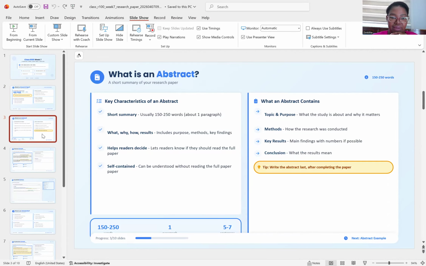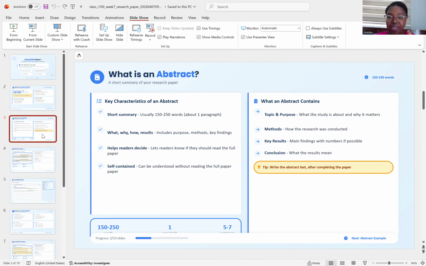So the key characteristics of an abstract is that it's a very short summary. It's around 150 to 200 words, about one paragraph, if not half of a paragraph. In this abstract, you tell us what, why, how, and the results. It includes the purpose, the methods, and the key findings. It helps the readers to have a quick scope of what the entire paper is about. So imagine it being a very short summary. It's self-contained and it can be understood without reading the full paper.